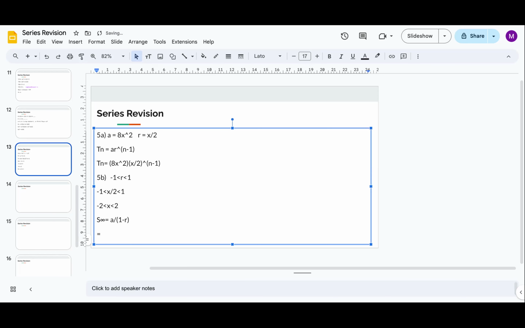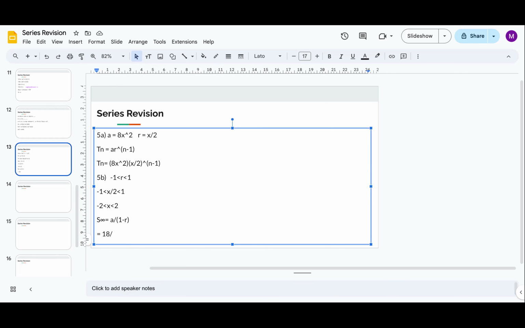This will then be equal to my a value. My a value is 8 times x squared, but they tell you that x is now 3 over 2. So if you plug into your calculator 8 times 3 over 2 squared, that will give me 18. So 18 is my numerator, which is my a value, over 1 minus r. Now my r value is x over 2, but they tell me that my x value is 3 over 2.